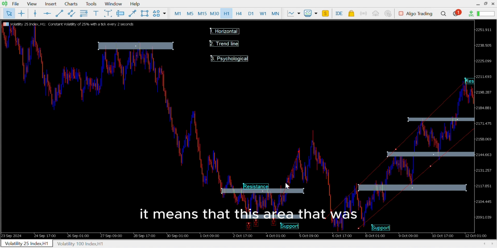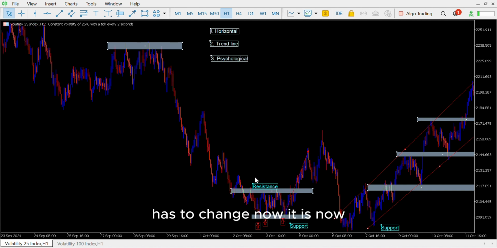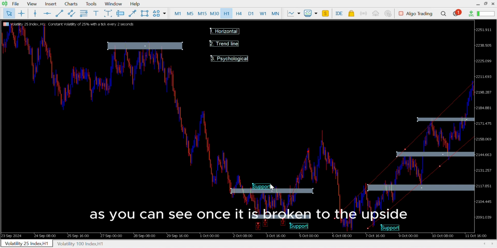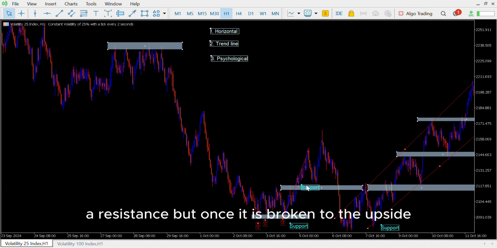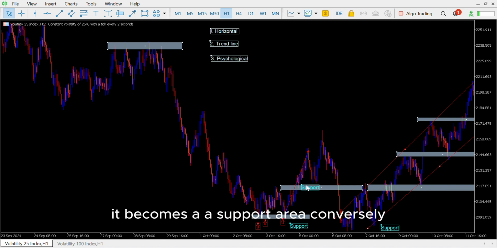it means that this area that was called the resistance area has to change now. It has now become the support area. As you can see, once it is broken to the upside, it becomes the support area, because this line was once a resistance, but once it is broken to the upside, it becomes a support area. Conversely, if a line was once a support line, and it is broken to the downside, it becomes a resistance line.